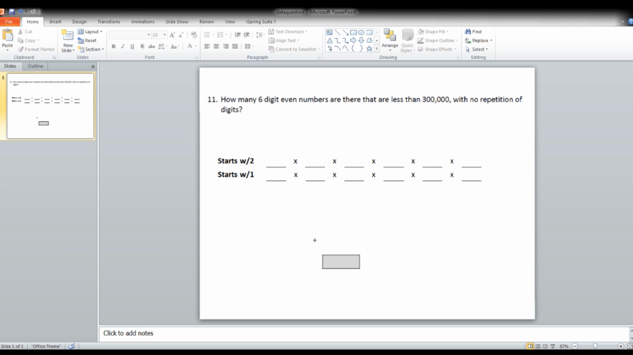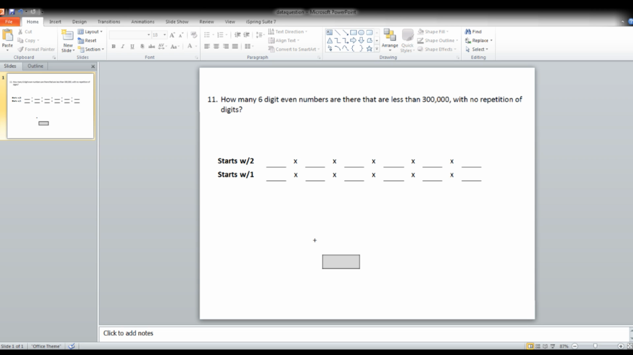Okay, so with this question here, we're being asked how many six-digit even numbers are there that are less than 300,000 with no repetition of digits. If it's six digits, that means it's at least going to be 100,000, but less than 300,000 means it's going to be 299,000 or less.